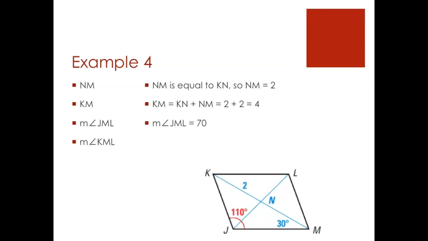Now what's the measure of angle KML? Well, since we just said JML is 70, and we see here in the diagram that JMK is 30, if we do 70 minus 30, that gives us angle KML, which is going to be equal to 40.